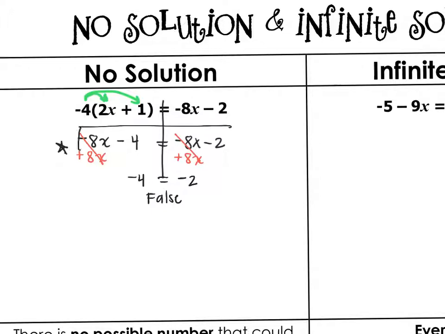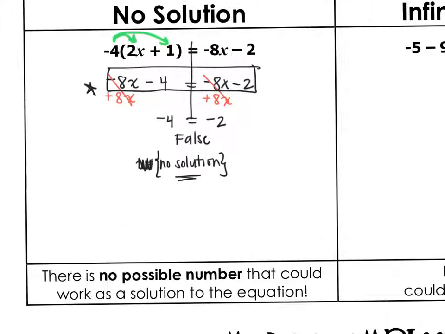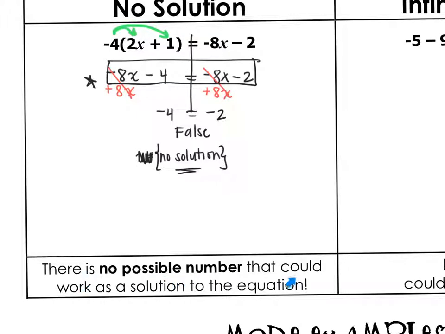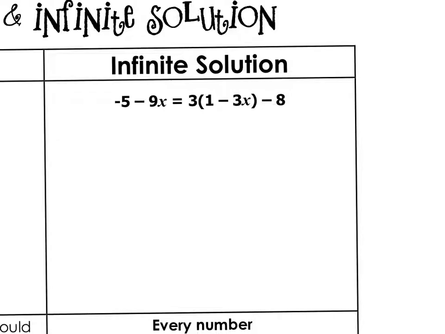You could have noticed that right here because you have negative 8x take away 4 is equal to negative 8x take away 2. Take away 2, not true. So false, which means that there is no solution for x. You don't even have to write x equals. You could just say no solution, which means that there is no possible number that could work as a solution to this equation. So let's work with an infinite solution.